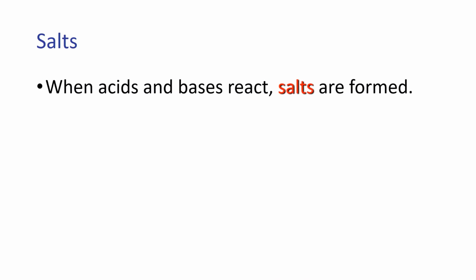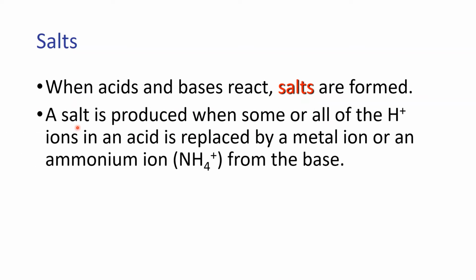Salts then, this is the last part of our big question. What on earth is a salt? Well, when you react an acid and a base, you form a salt. And a salt is a substance where some or all of the hydrogen ions in an acid are replaced by a metal ion or an ammonium ion from the base. That's the definition of a salt. Pause the video and add that to your big question, please.